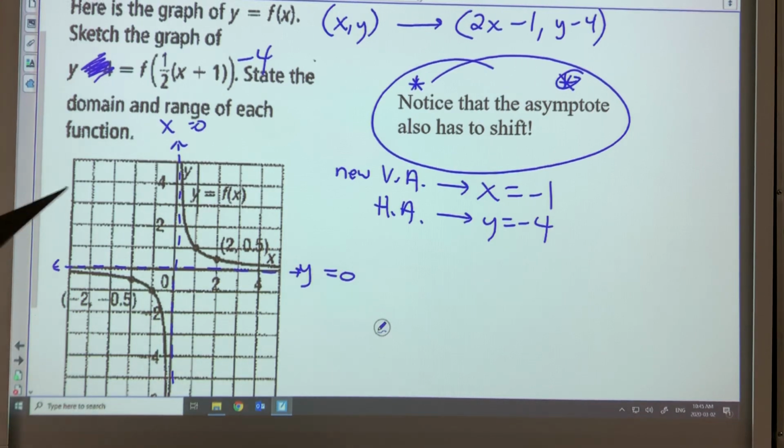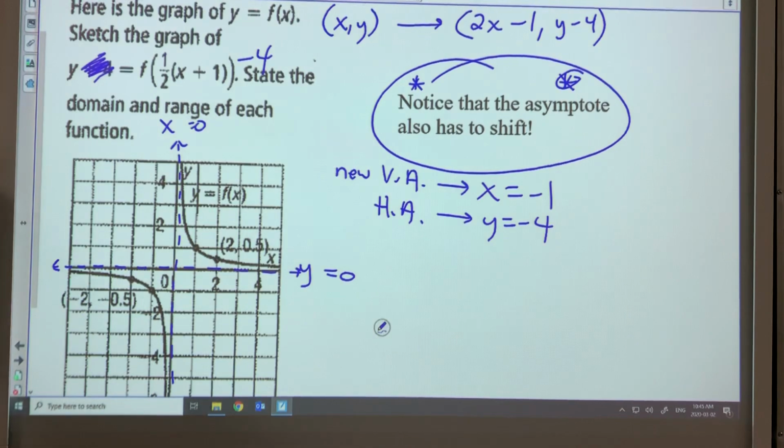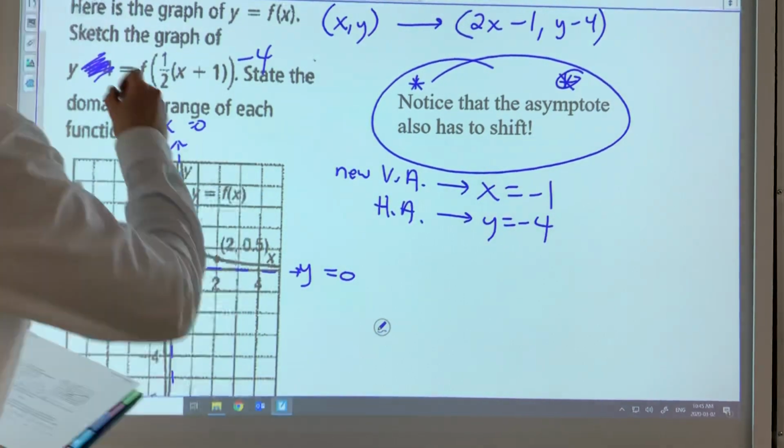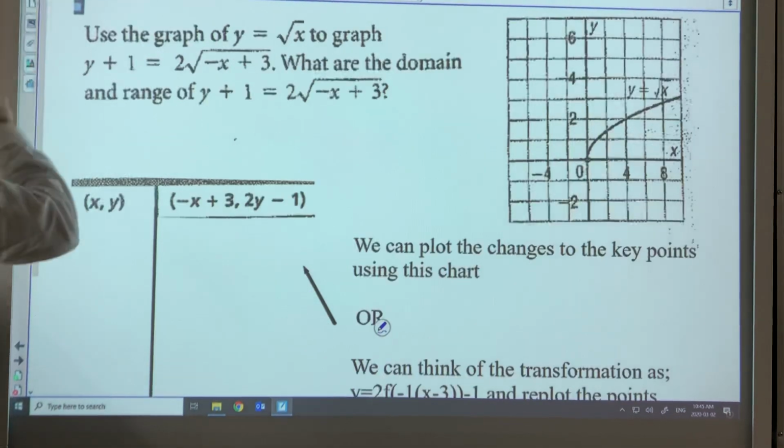Okay? So now you guys are aware that asymptotes also shift. Of course, they have to. The whole graph is doing that shift, is doing that dance. That's all we're going to do. Now this is the same question, just for you to write on.